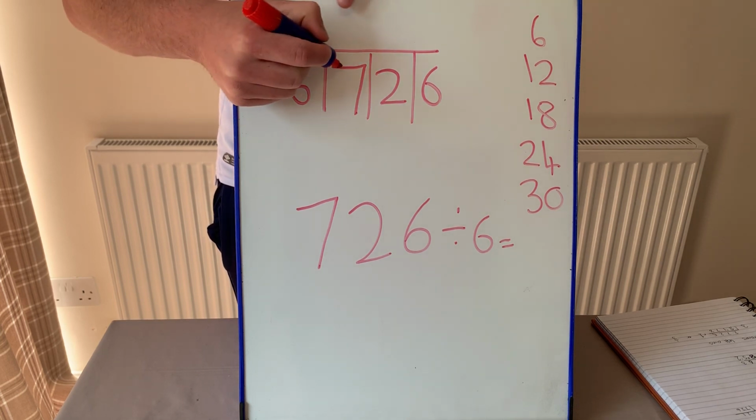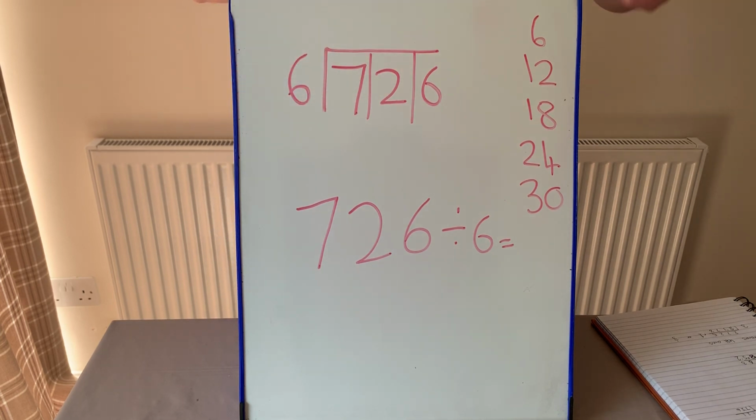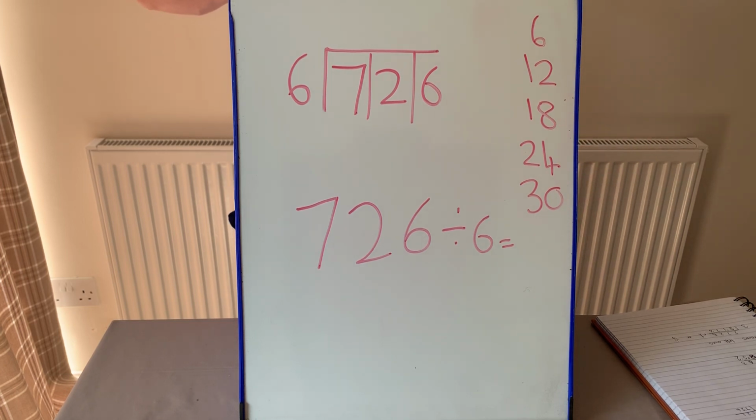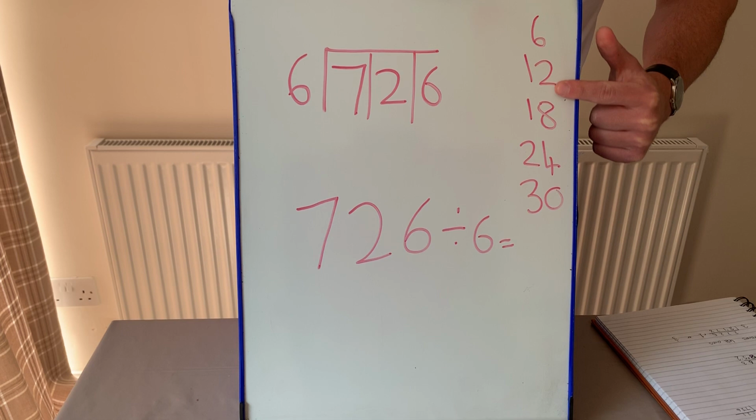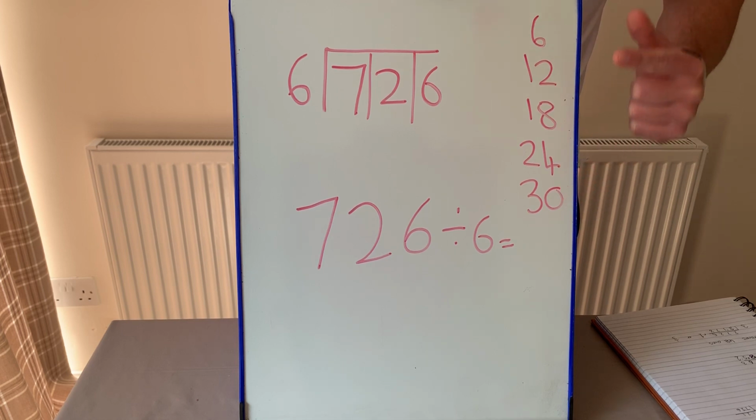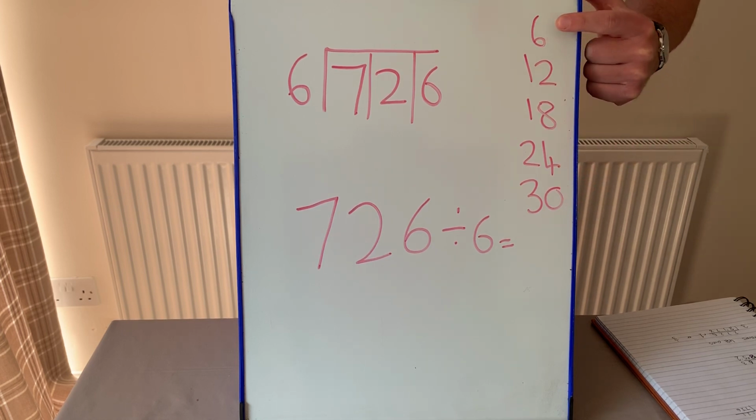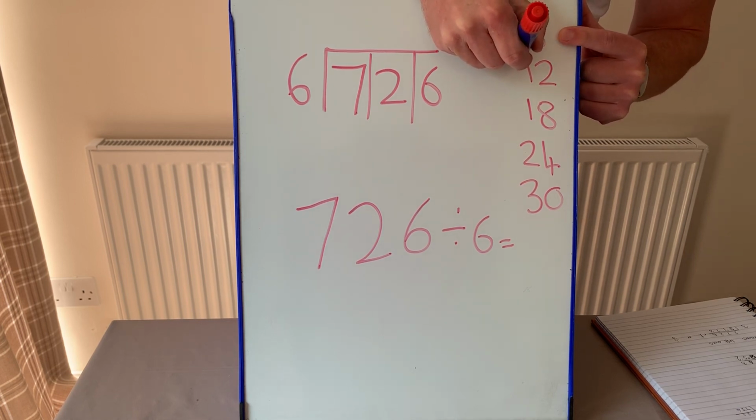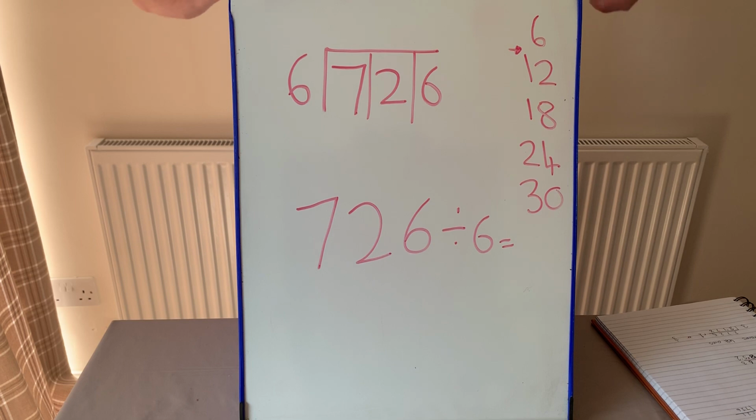So how many 6s can I get into 7? Now 7 isn't on my times table here, so I have to use my brain a little bit. Is 7 bigger than any of these numbers? Yes, it is. It's bigger than 6, but it's not quite 12. So I might draw a little arrow there to show that it's big enough to have 1, but it's not big enough to have 2.